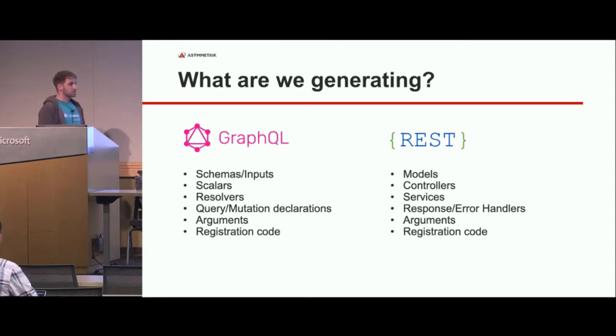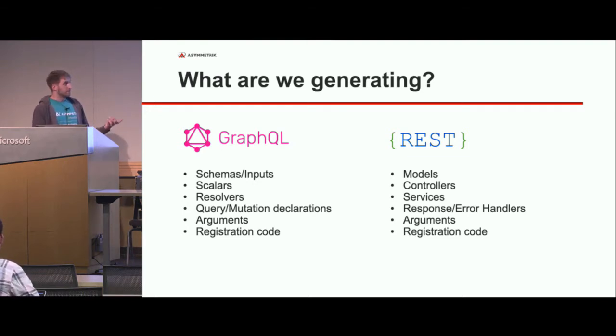Query and mutation declarations, so you can generate enough code to set up that base GraphQL schema. You can also set up the instance schemas for all the individual endpoints. Arguments as well, so we can look at the search parameter resources, and knowing what the search parameters are, you can start specifying what parameters GraphQL should accept on what endpoints. And then registration code, which I'll touch a little bit on the next slide.